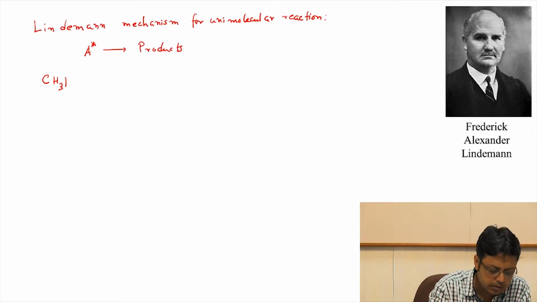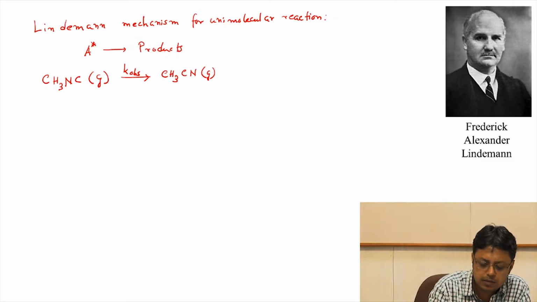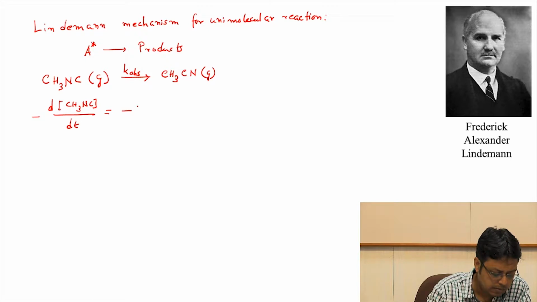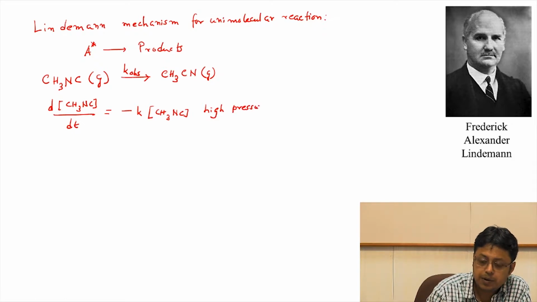To give you an example of the unimolecular reaction, for example, this isomerization, isocyanide to cyanide, you see some observed rate law. If you just write it in terms of the reactant, I'm using a negative sign, so that is found to be minus K into CH3NC at high pressure, and at low pressure it just behaves as a bimolecular reaction.